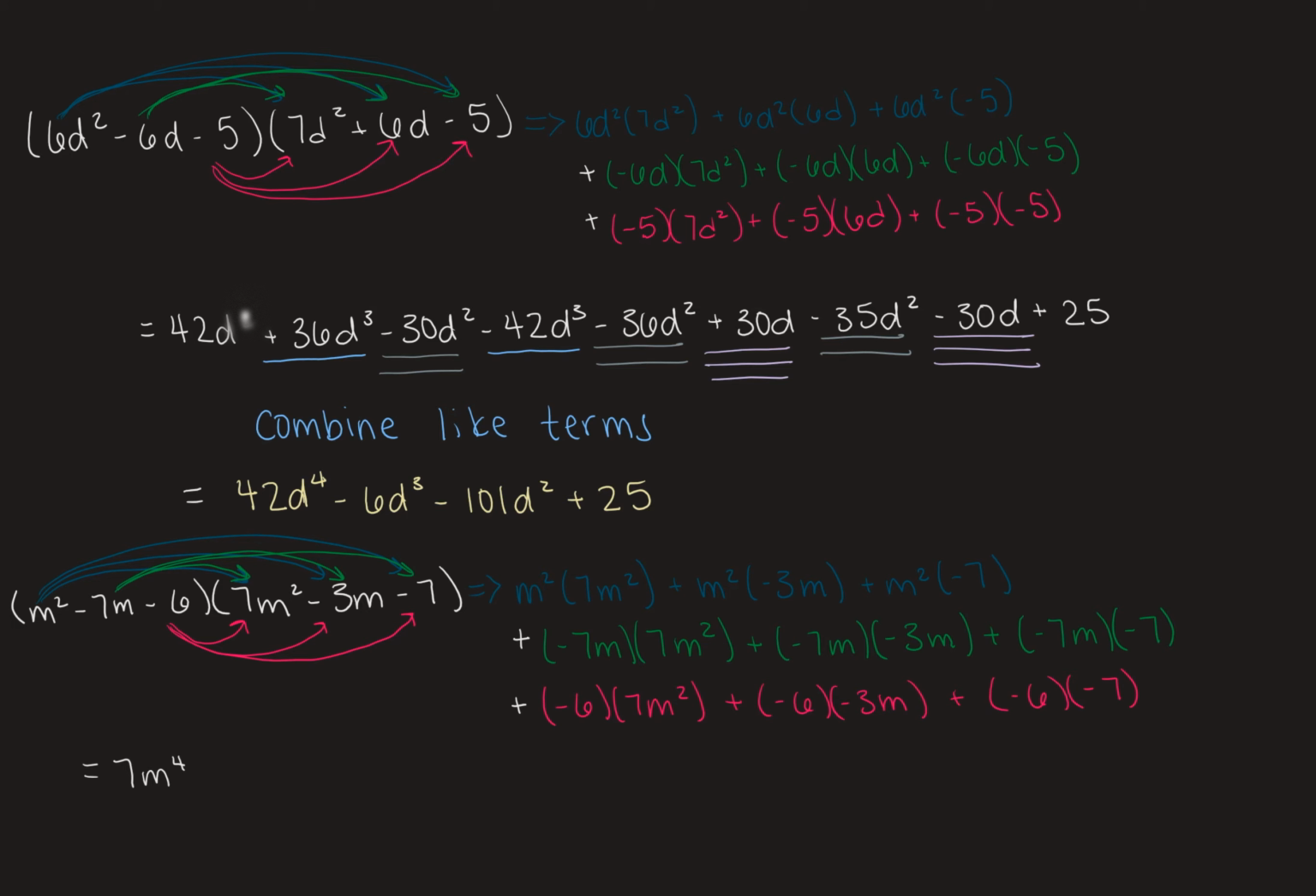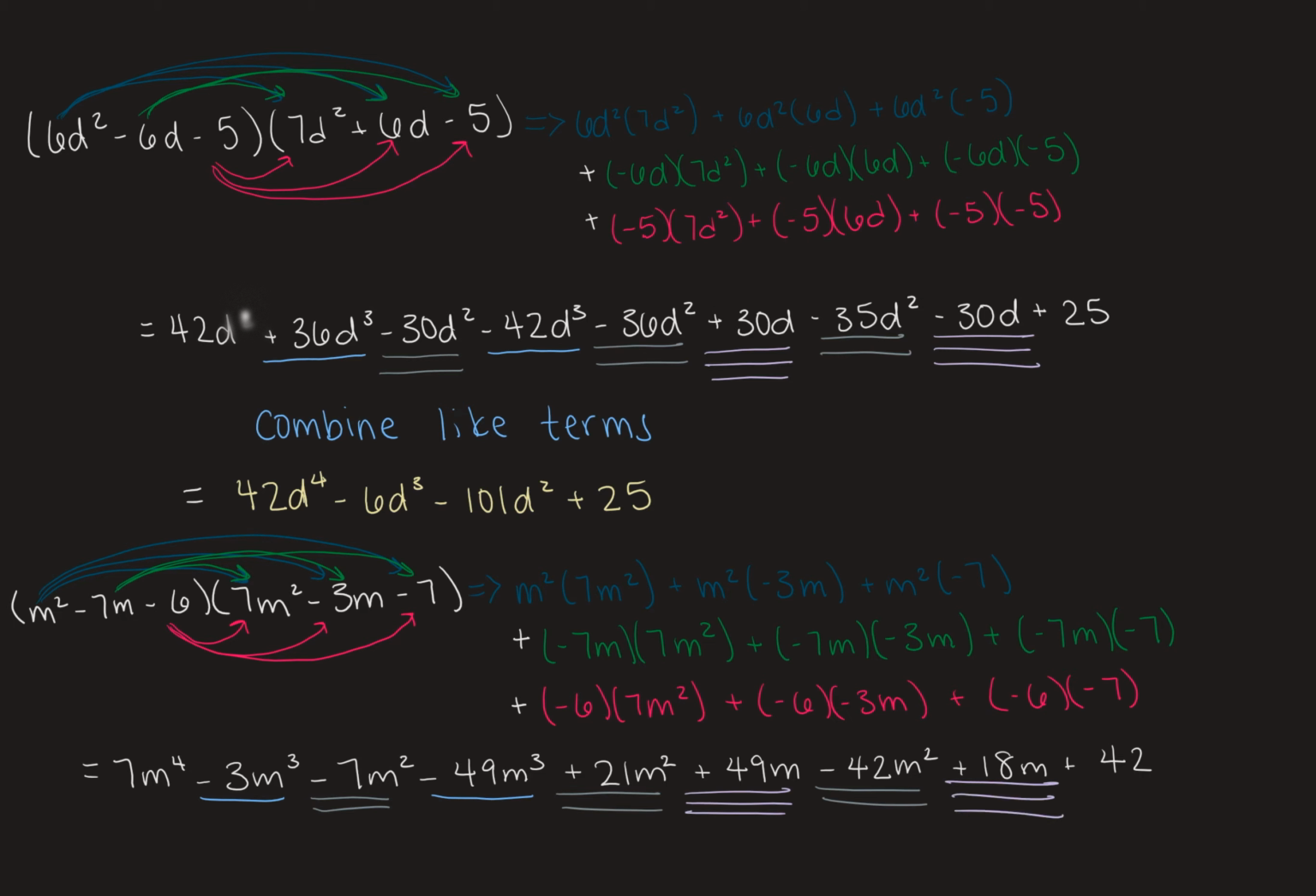This gives us 7m to the fourth minus 3m to the third minus 7m squared minus 49m to the third plus 21m squared plus 49m minus 42m squared plus 18m plus 42. Combine your like terms and you get 7m to the fourth minus 52m to the third minus 28m squared plus 67m plus 42.